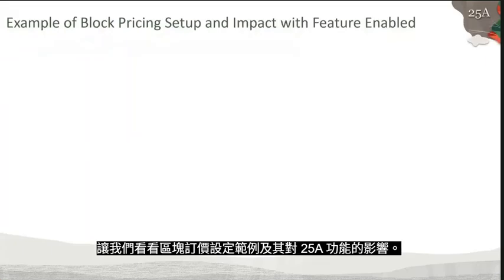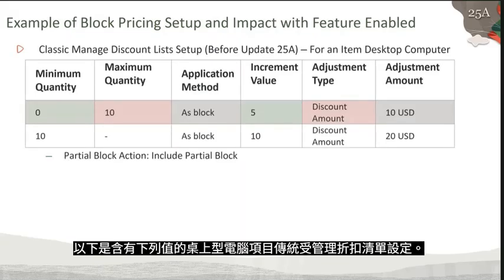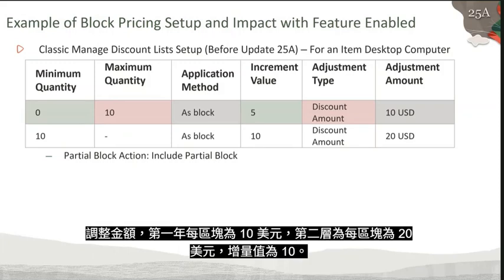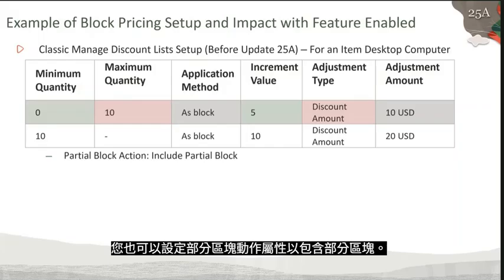Let's look at an example of block pricing setup and its impact of the 25A feature. Here is a classic manage discount list setup for an item, desktop computer, which has the following values: minimum quantity 0 to 10, application method as block, incremental value 5, adjustment amount $10 per block in the first tier and $20 per block in the second tier with an increment value of 10. You can also configure the partial block action attribute to include partial block.